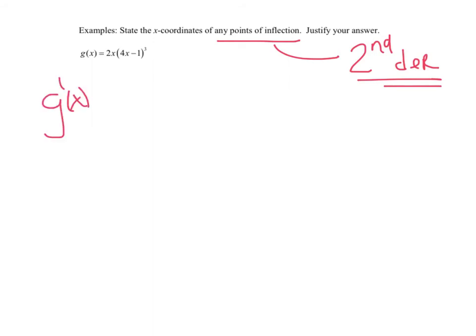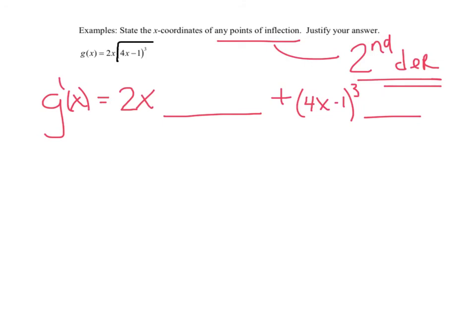Read it out loud. 2x times that quantity. So let's go product rule. First times the derivative of the second plus the second times the derivative of the first. Okay, this guy's derivative is 3, keep the inside, squared times the derivative of the inside.